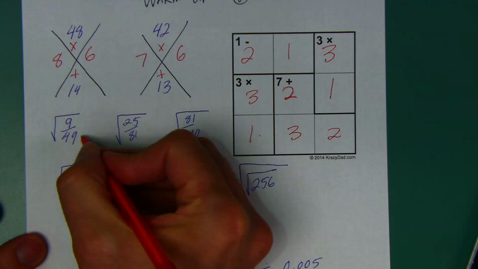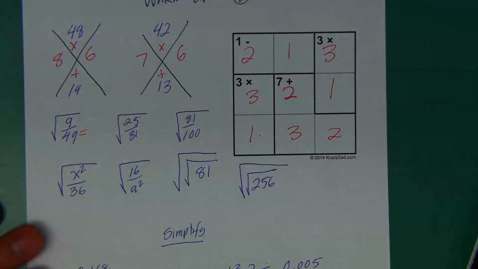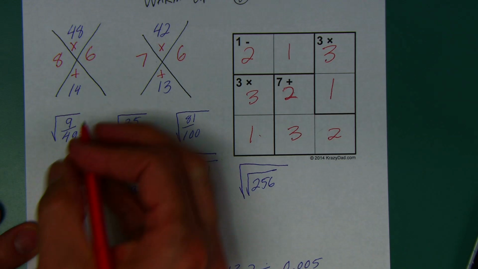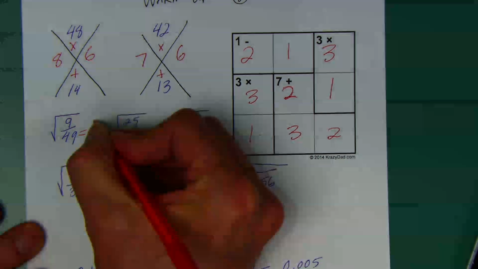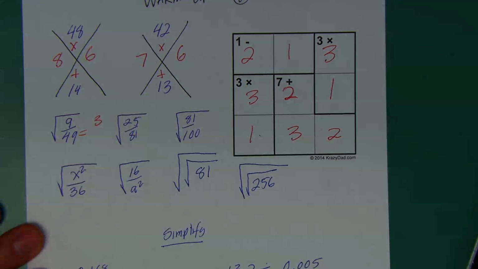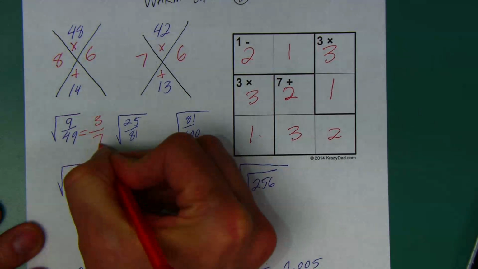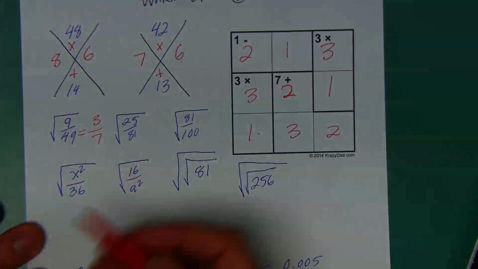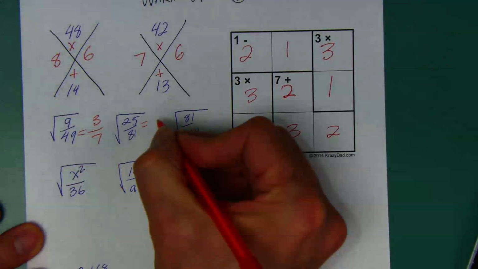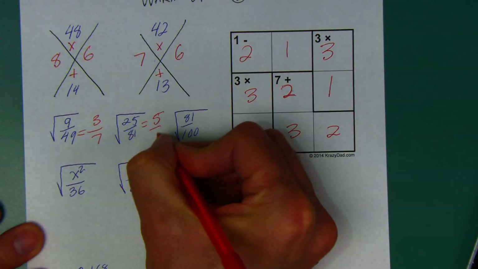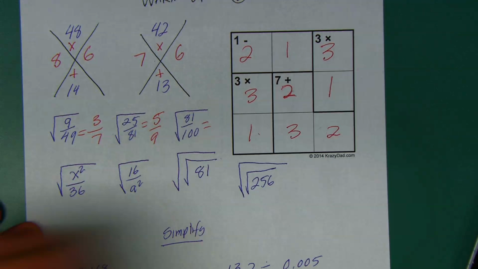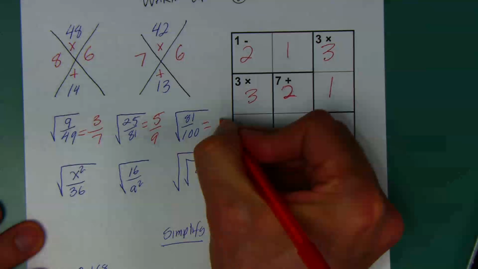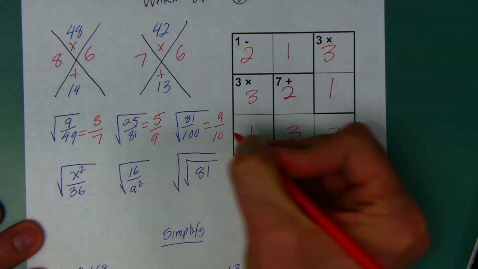All right. What number squared is 9/49? Well, what's the square root of 9? And what's the square root of 49? So the square root of 9 over 49 is 3/7. How about the square root of 25 over 81? It's going to be 5/9. And 81 over 100? It's going to be 9/10.